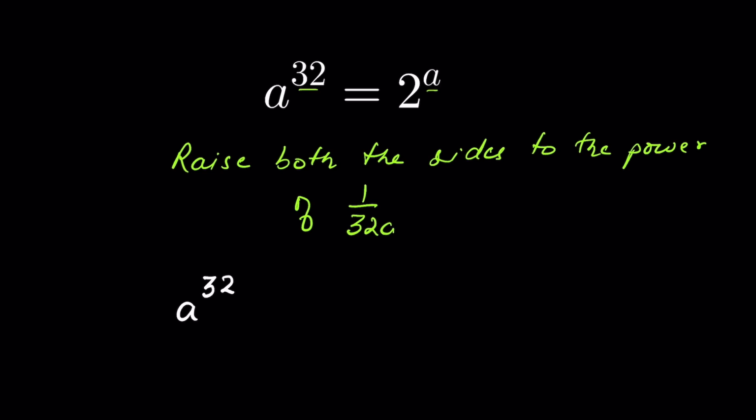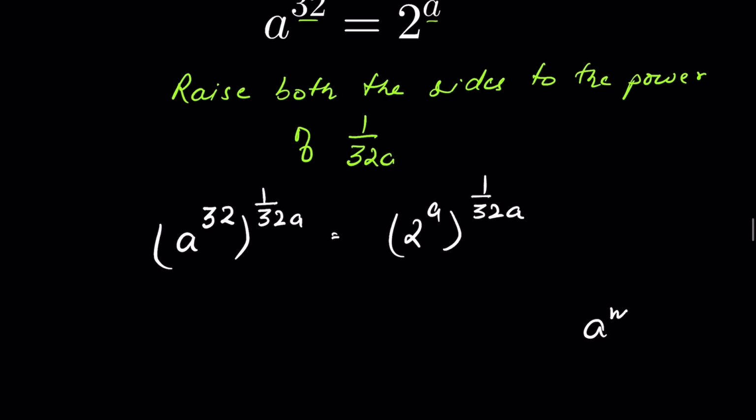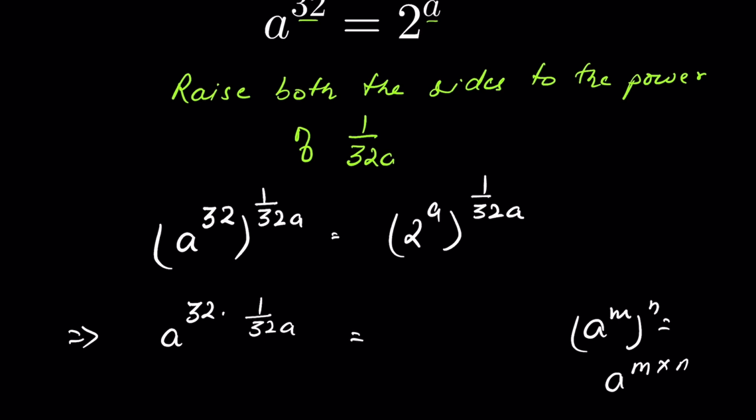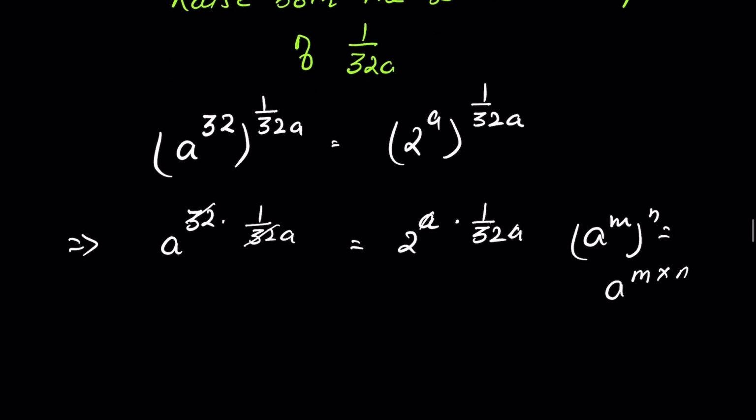So a to the power 32 whole to the power 1 upon 32a is equal to 2 to the power a raised to the power of 1 upon 32a. When a to the power m whole to the power n, it is equal to a to the power m times n. So this will be a to the power 32 times 1 upon 32a is equal to 2 to the power a times 1 upon 32a. Remove 32 and 32 from left hand side and a from right hand side.